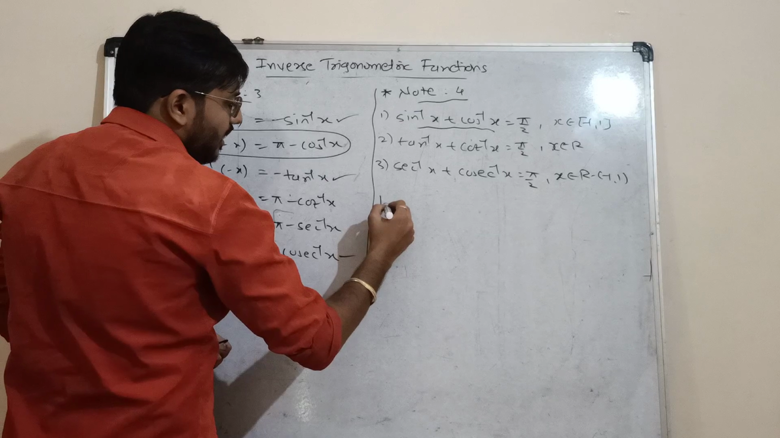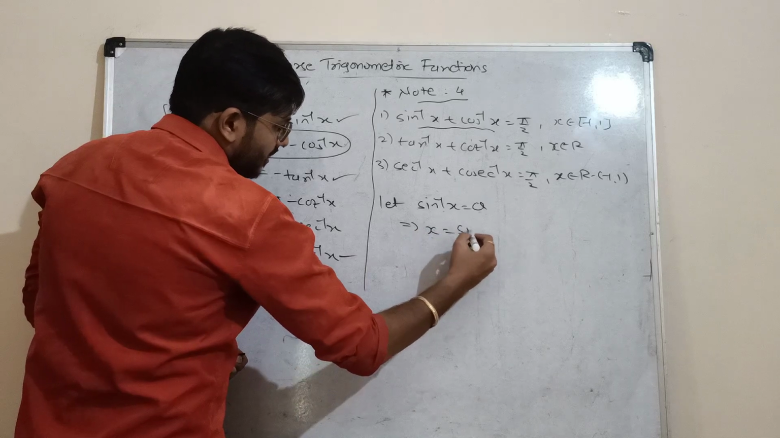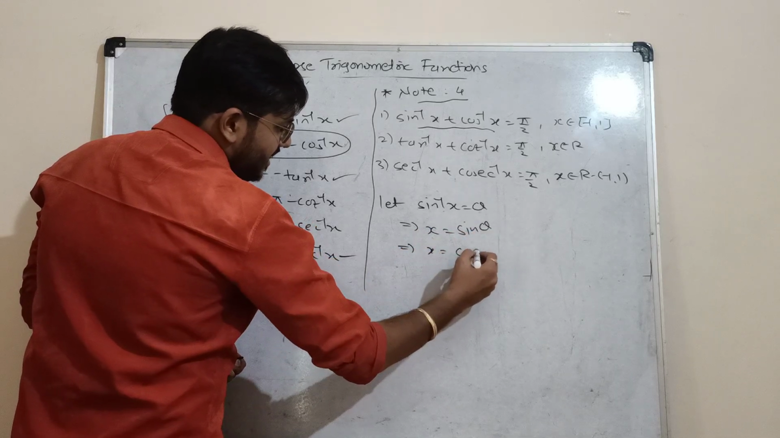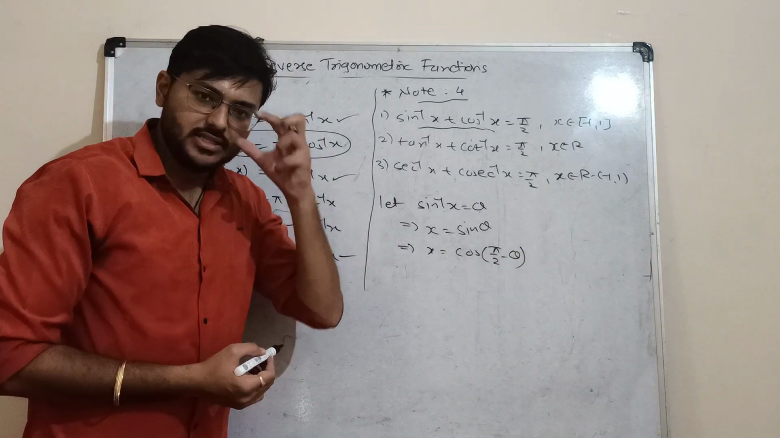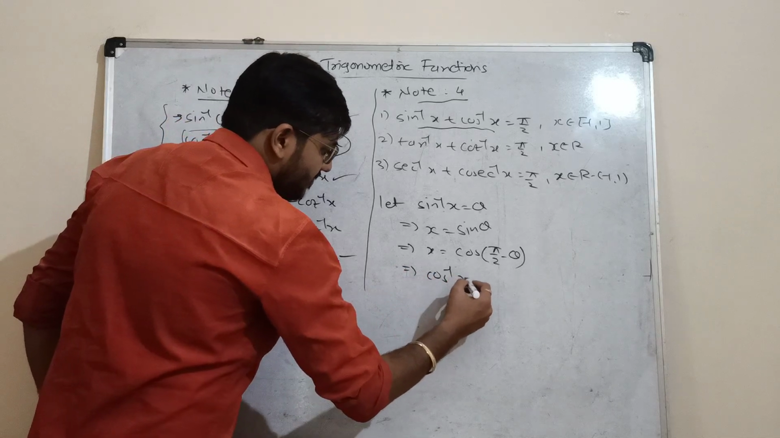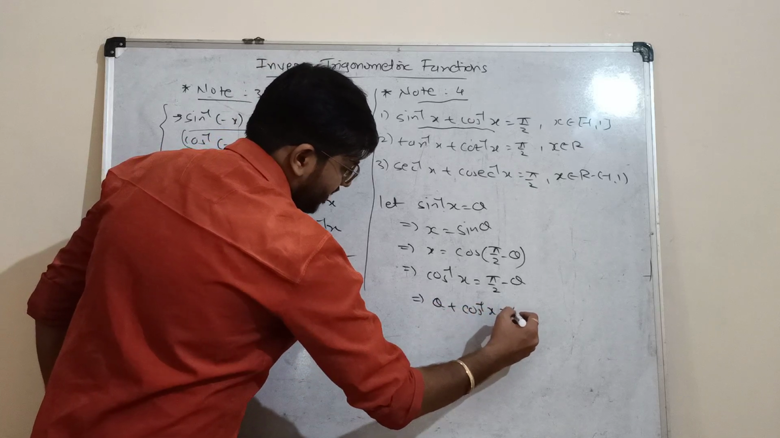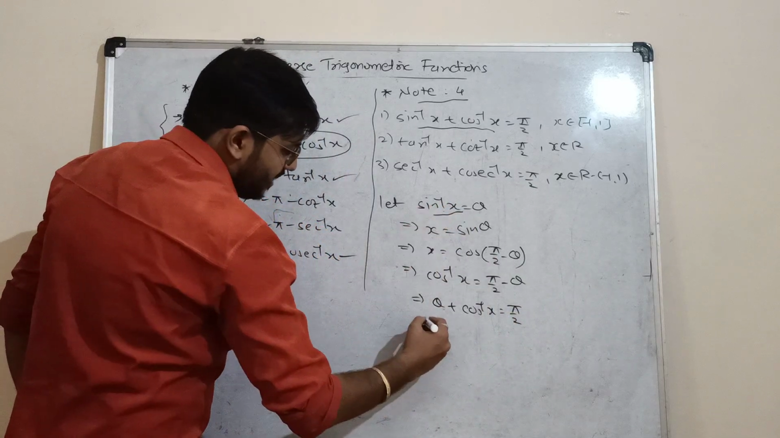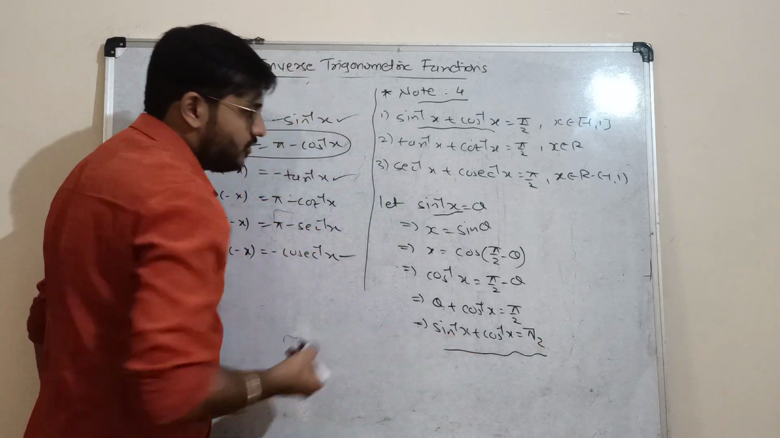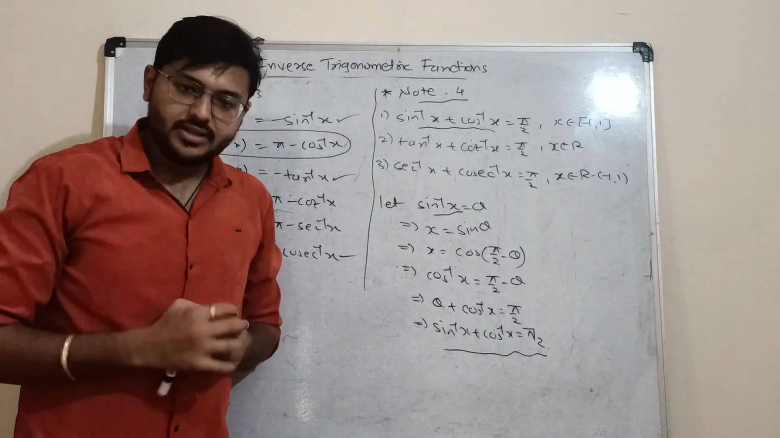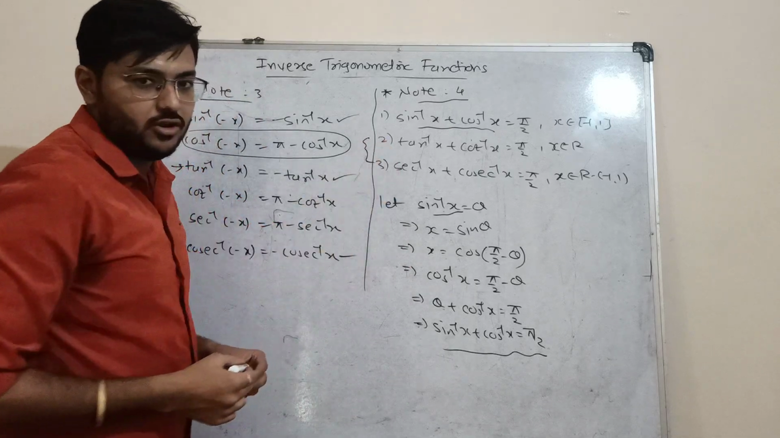Just check. Let sine inverse x be theta. So what will x be? x equals sine theta. Now can I replace sine theta with cos of pi by 2 minus theta? So x equals cos of pi by 2 minus theta, right? Then I can consider cos inverse x as pi by 2 minus theta. So now theta plus cos inverse x equals pi by 2, and the value of theta we assumed is sin inverse x. This is how we get sin inverse x plus cos inverse x equals pi by 2. You can understand it by using this proof also. A similar proof can be given for number 2 and number 3 also.